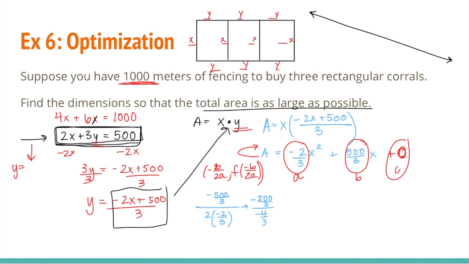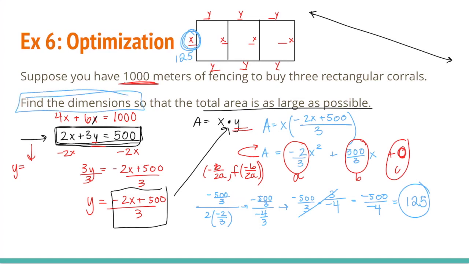Now remember I said, instead of dividing like a mega fraction, we don't like that. We're going to multiply by the reciprocal, which is upside down. So we're going to have these 3's cancel out. I get negative 500 over negative 4, which will simplify to positive 125. So our biggest x value, our biggest length, would be 125. That's not what the question is asking me. It's asking me to find the dimensions, right? So I can find this equation.